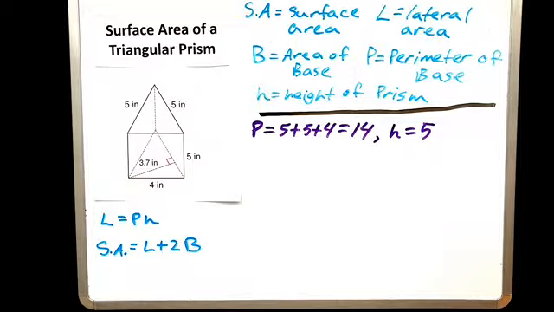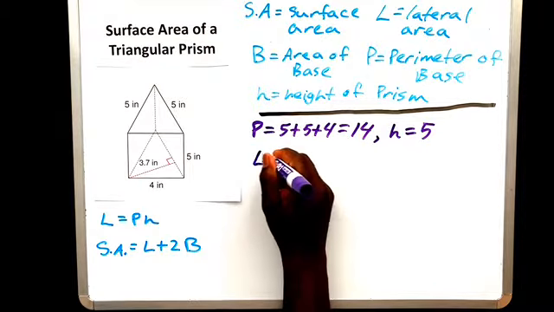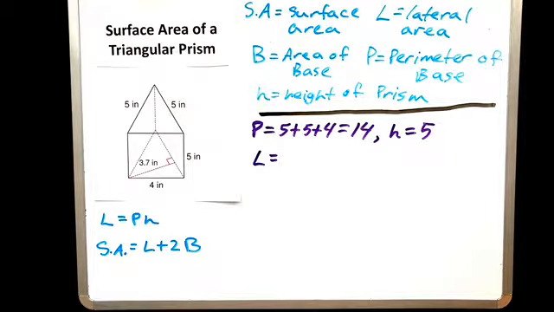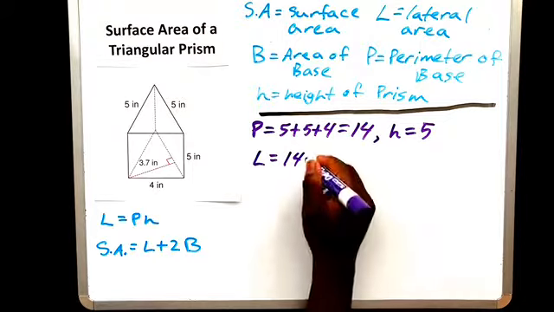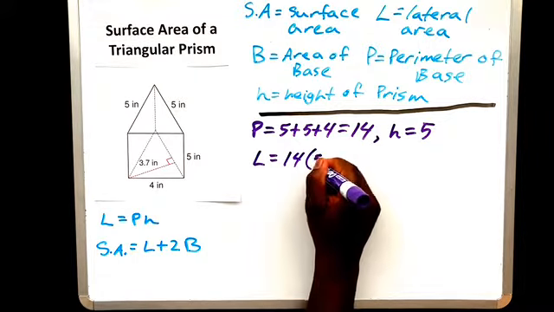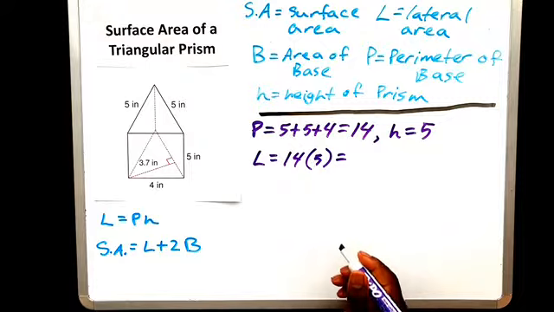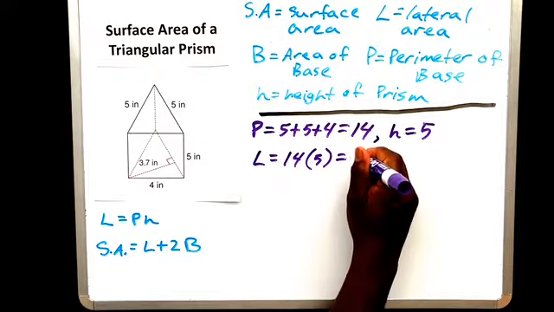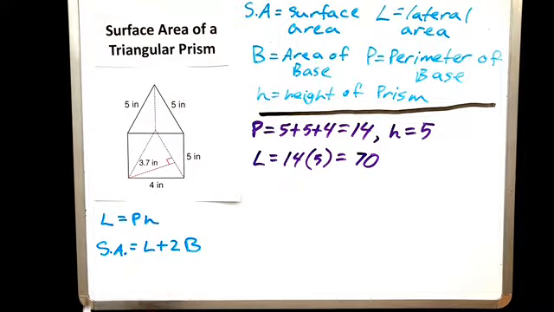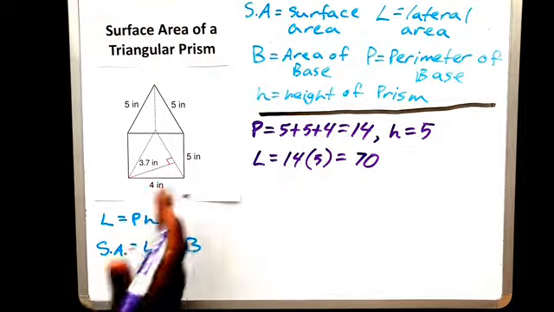We can also find the lateral area, which is equal to the perimeter of the base times the height. We know the perimeter is 14 times the height, which is 5. Therefore, the lateral area is equal to 70. Lateral means side.